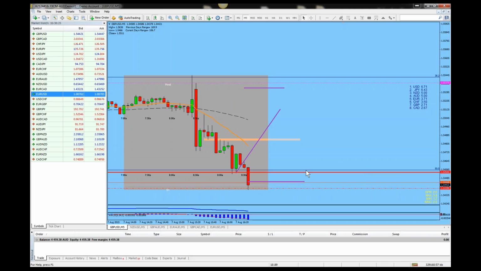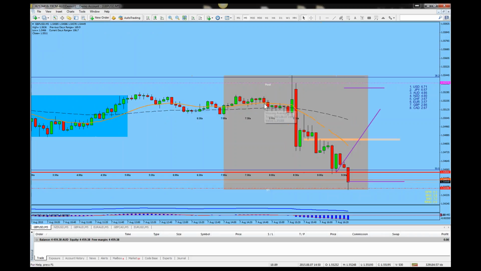So if you just think ahead of the trade, remember your price action basics. That's really, really very simple. And this time I managed it correctly.